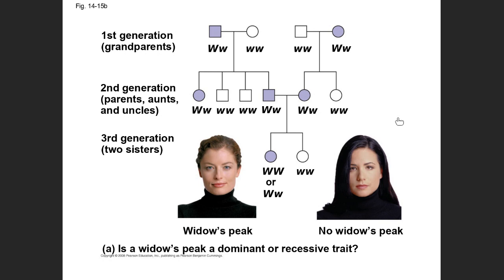Now, this is a trait that is also affected by epistasis. If you have the gene for baldness, even if you had a widow's peak, you can't see it, right? Because the hair fell out. So another example of epistasis. You have the gene to produce a widow's peak, but the gene for baldness prevents you from seeing that phenotype. So that's epistasis.